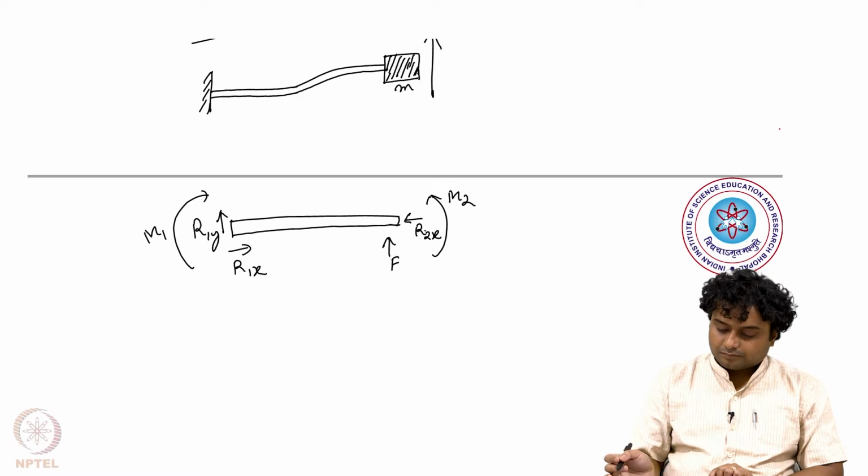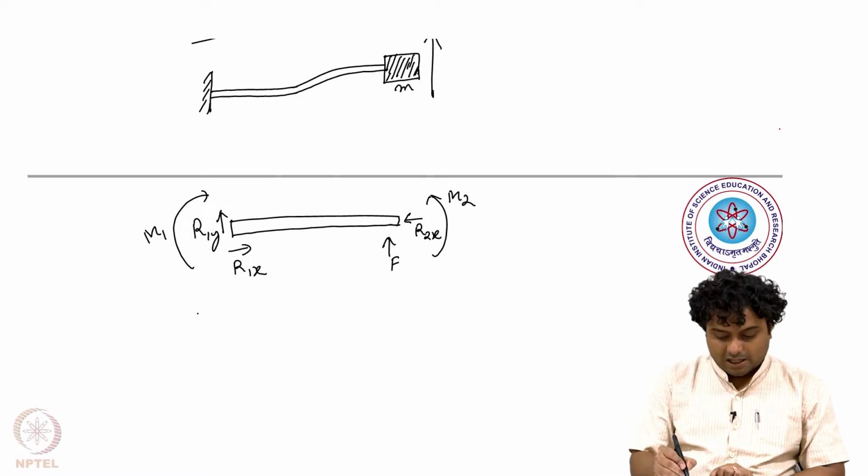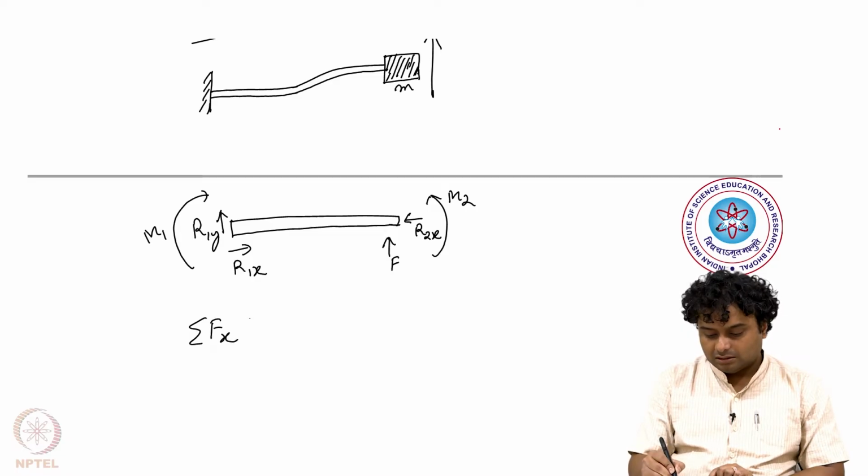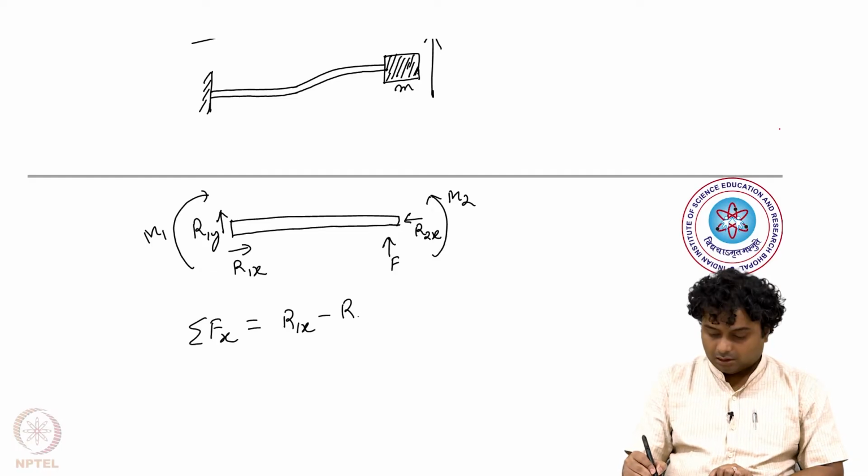So by balancing all the forces, we can write that the summation of Fx equals R1x minus R2x equals 0.